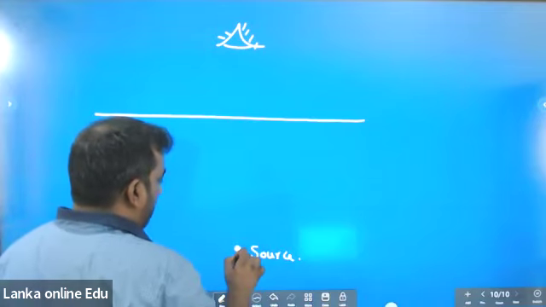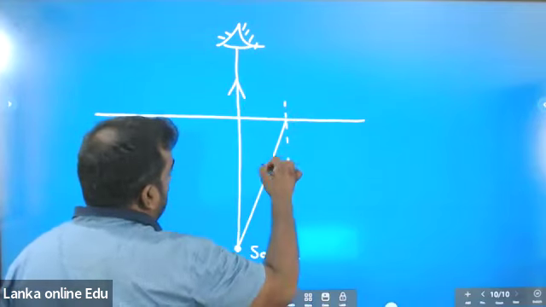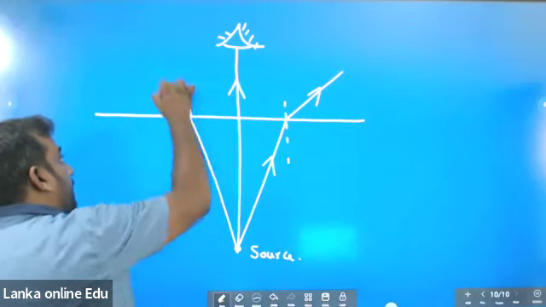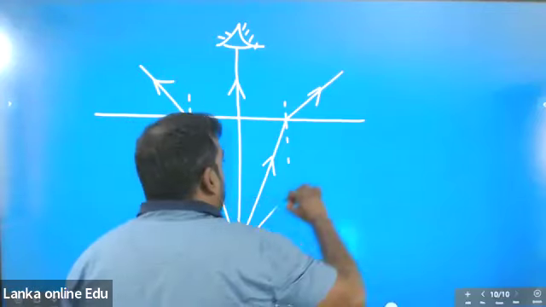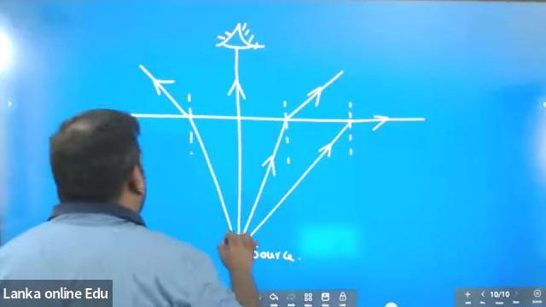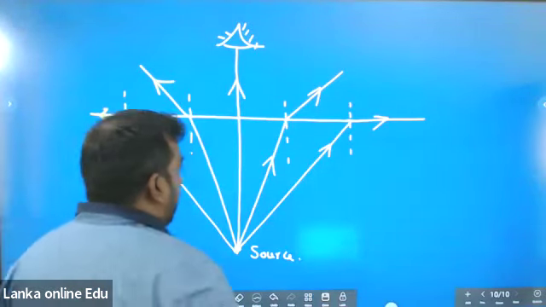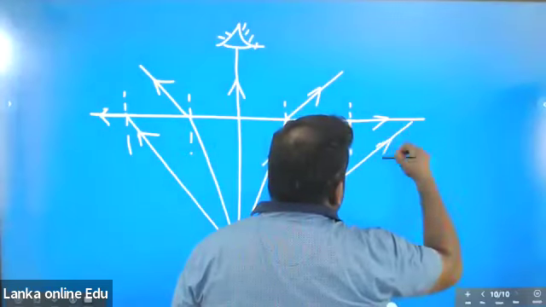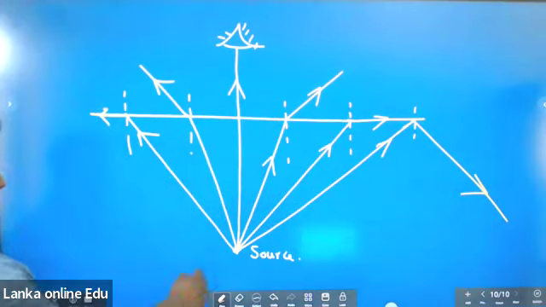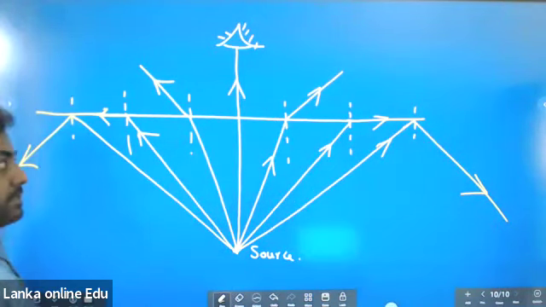So light rays coming from here will directly go into the eye. Light rays coming from here, refraction will take place. At one instant, light rays will go along the boundary. And beyond that, if light rays come, total internal reflection only takes place.